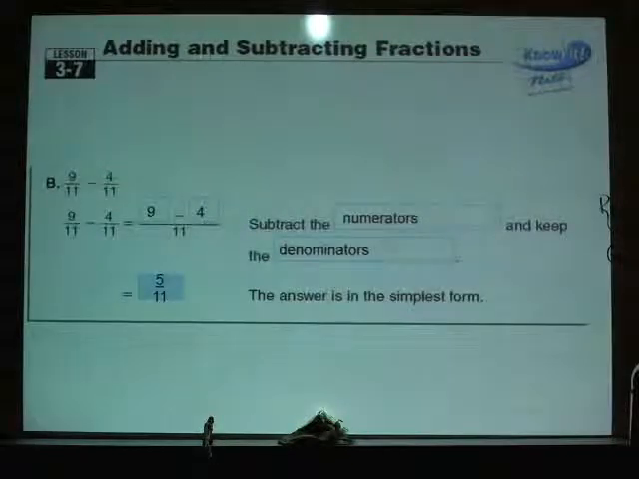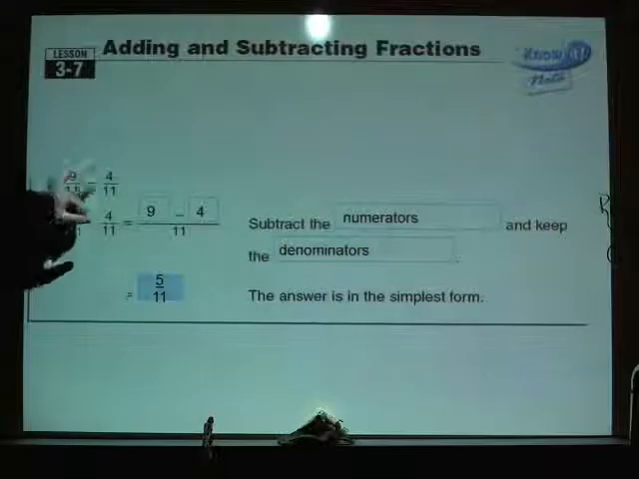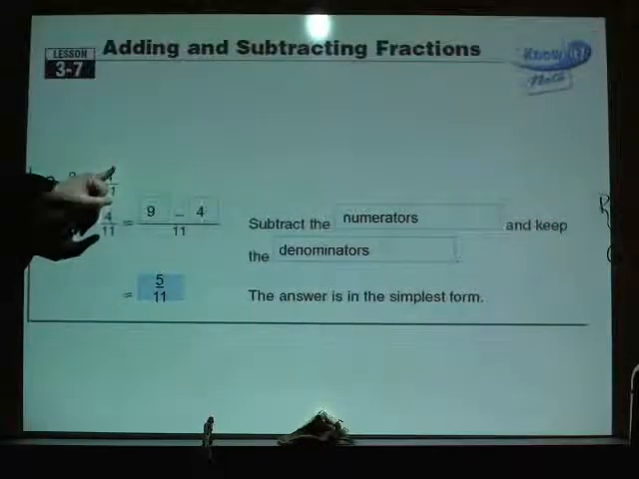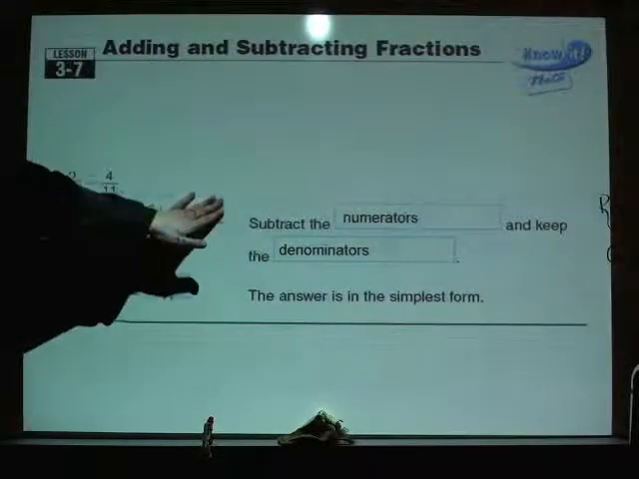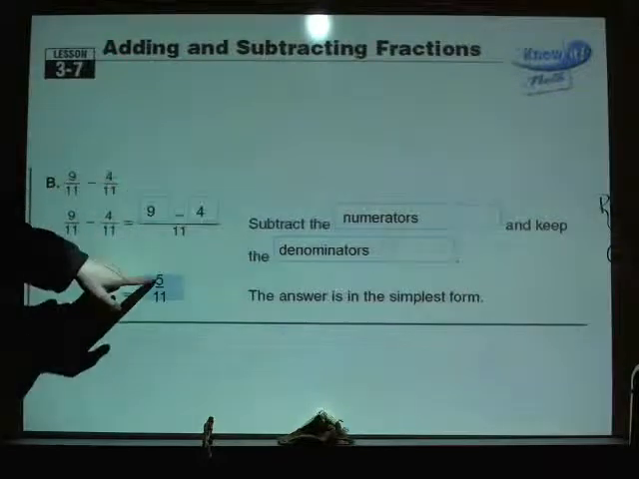Here's 9/11 minus 4/11. Again, nice question because we have common denominators here. So we can go ahead and just solve. I'm going to subtract the numerators. I'm going to do 9 minus 4, just like it says, which is what they're showing you here in the second line. 9 minus 4 is 5.